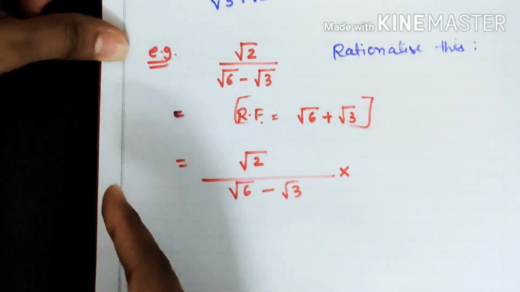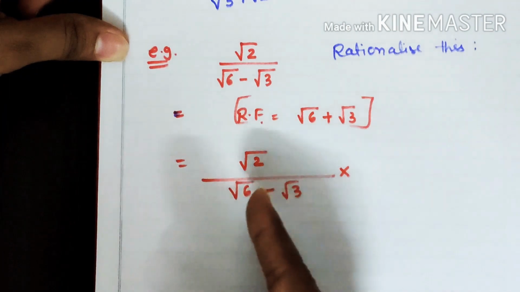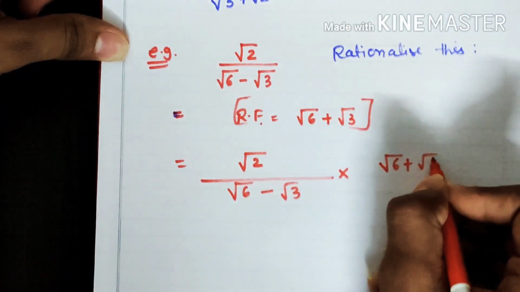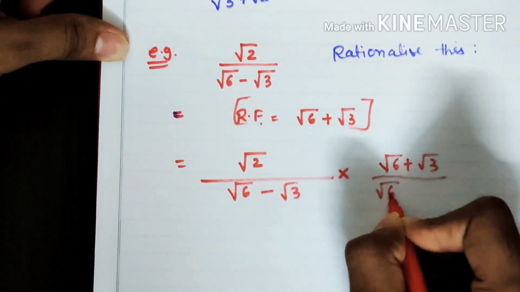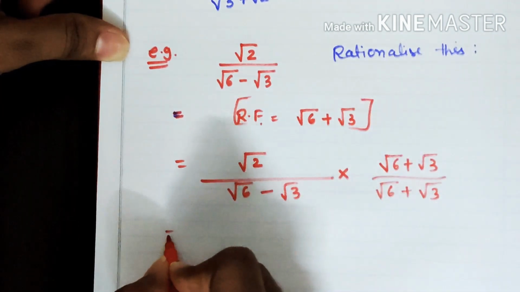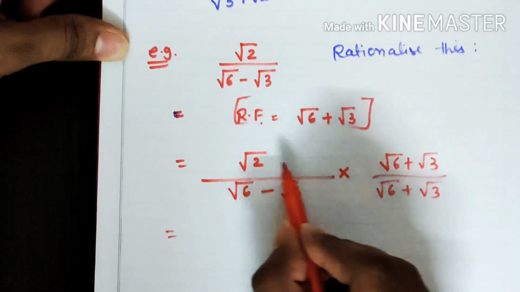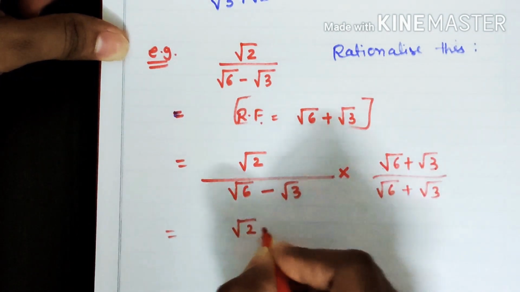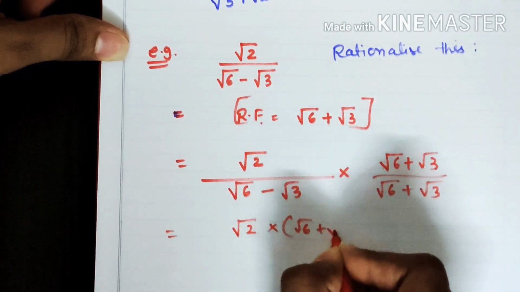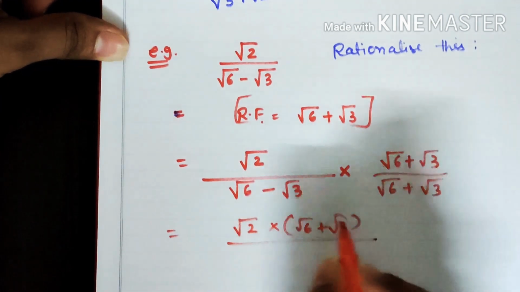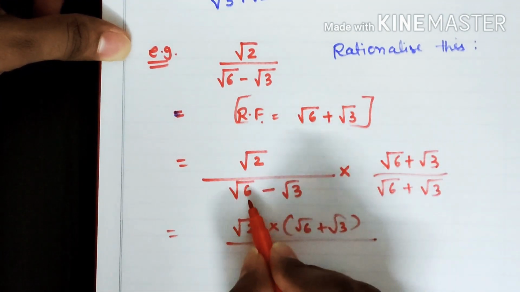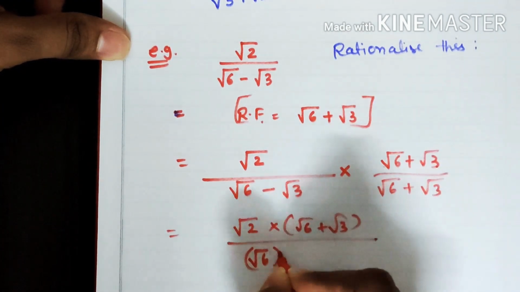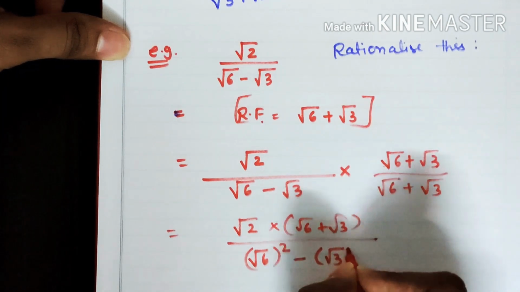In the previous example, I told you we need to multiply the rationalizing factor in the numerator as well as in the denominator. So again, here there are two terms: root 2 multiplied by root 6 plus root 3. So it will be multiplied like this. And in the denominator, again you can see an identity is formed, a minus b, a plus b. So root 6 square minus root 3 square.